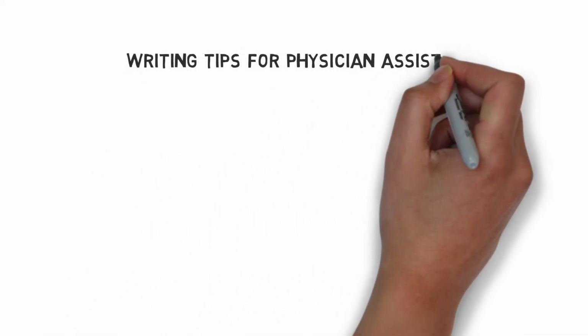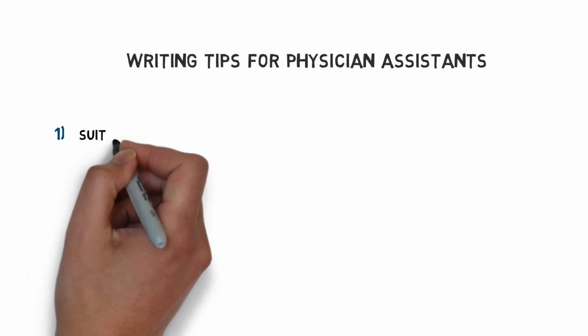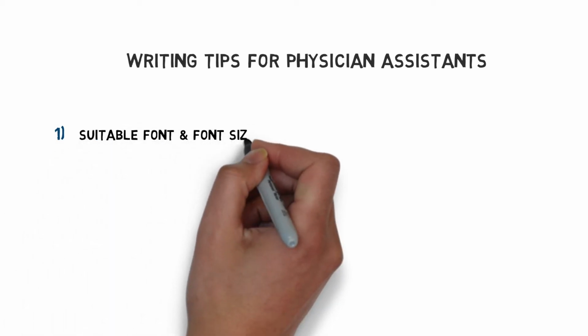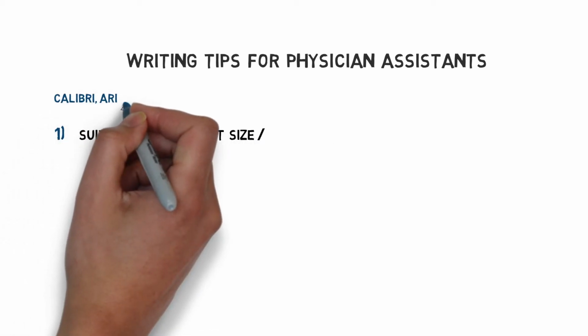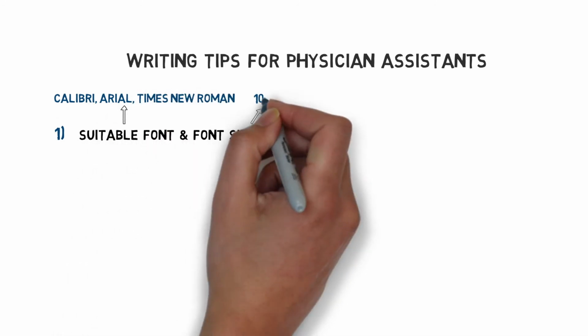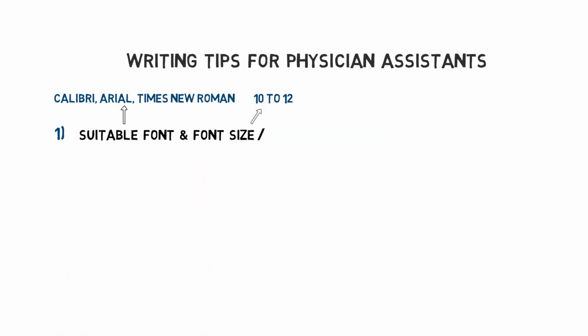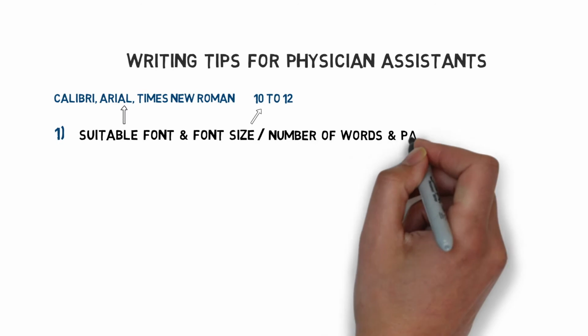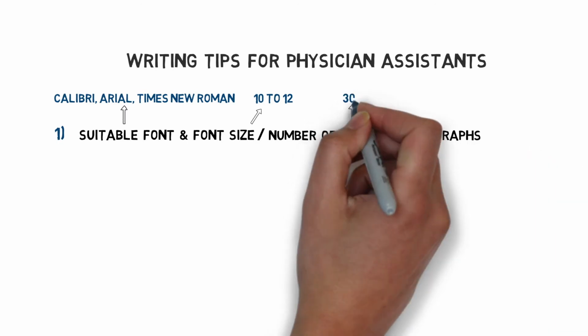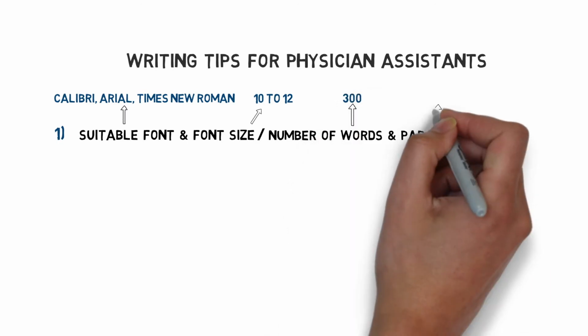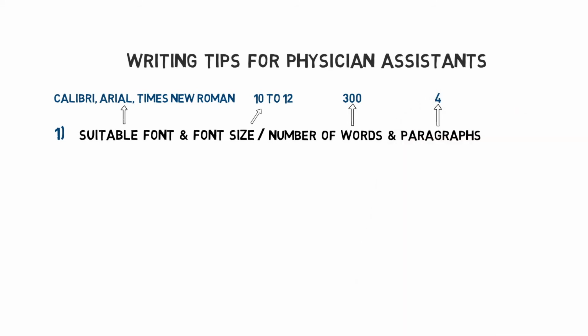Alright, now before we start, let me first emphasize the top writing tips for physician assistants. First off, in a formal cover letter we need to use a suitable font and font size. Calibri, Arial or Times New Roman with a 10 to 12 point font size will do. Now don't use novelty style fonts like Script Style, Comic Sans or handwriting fonts. Furthermore, keep a word count of around 300 to 400 words and divide the cover letter into 4 paragraphs.